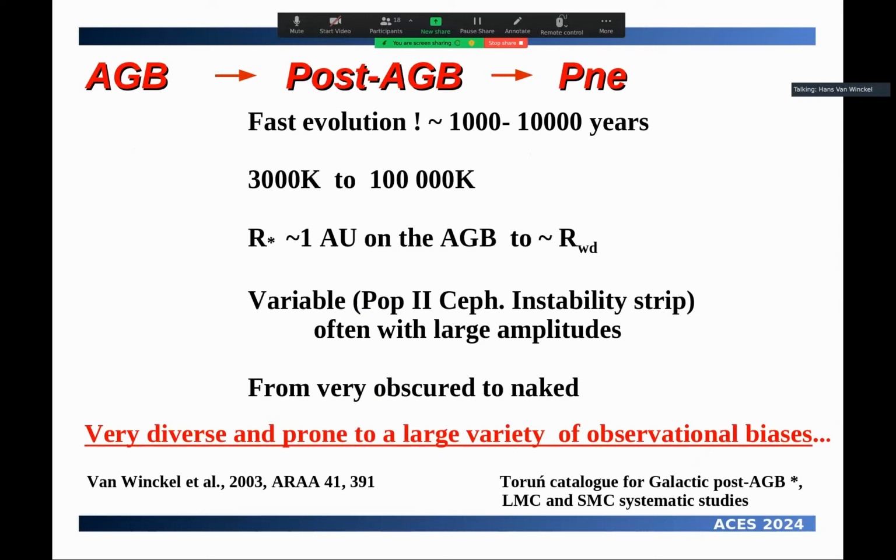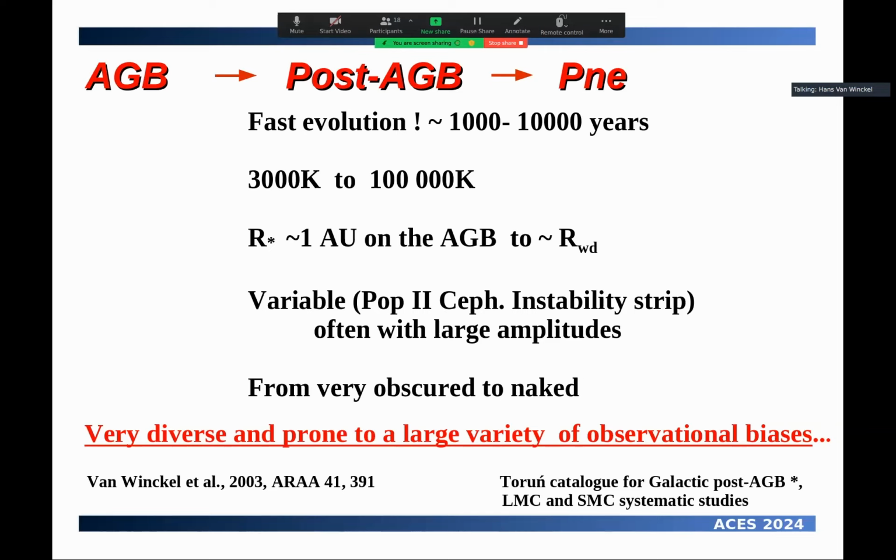Let's say from 1,000 to 100,000 years, the star changes dramatically from one solar radius to about one radius of a white dwarf. You go from 3,000 Kelvin to 100,000 Kelvin. And in that track from the AGB to the PNe phase, you also pass instability strips. So many of them are variable, and we call them population 2 Cepheids, but almost all objects are variable at some stage. They change from very obscure to naked, in which the line of sight to the photosphere through the envelope is not opaque anymore, and you see the photosphere.